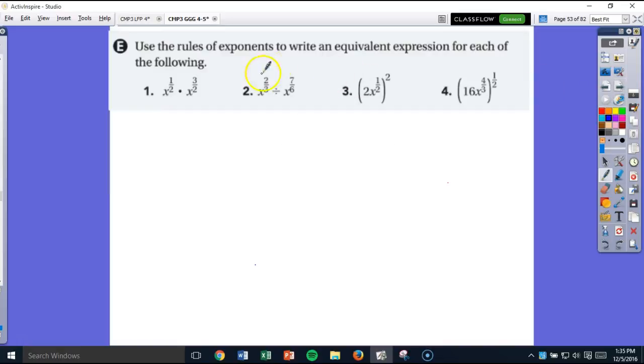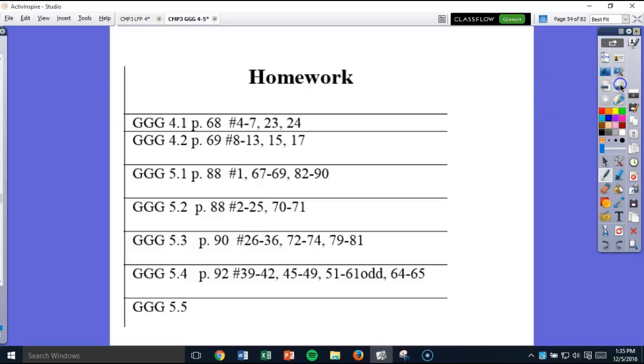Finally, in E, again, we want to use the rules of exponents. Can we write an equivalent expression for each of the following? So what's another way to write this so that we have one base and one exponent for each of these is what I would like you to get them to. So that's what we're looking at in 5.3, checking out if our rules for integral exponents work for rational exponents.